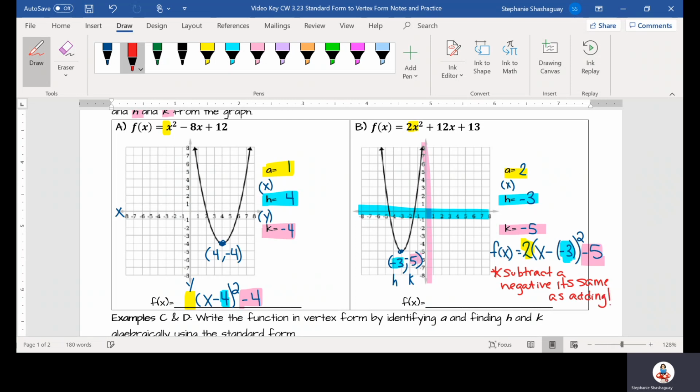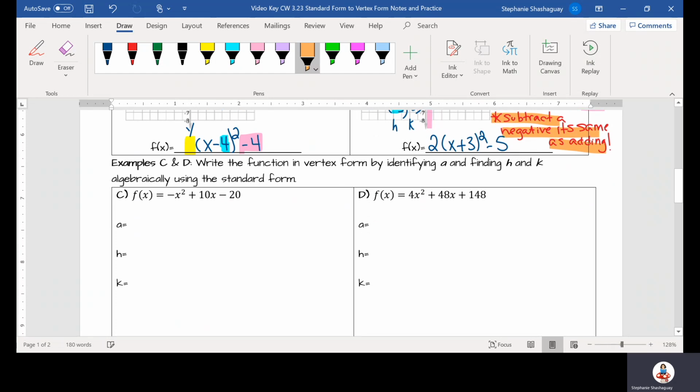So our final answer here is going to be f of x is equal to 2 times (x + 3) squared minus 5. That's really going to bug me that that's in the wrong color, so I'm going to fix that right now. f of x is equal to 2(x + 3) squared minus 5. Okay, don't forget that if you have a negative h value, you are really subtracting a negative, so it becomes an addition sign in the parentheses.